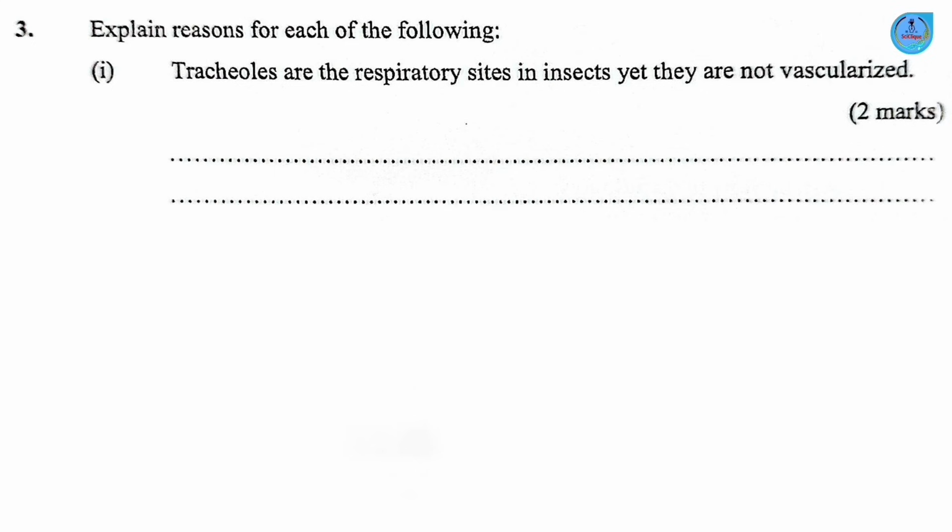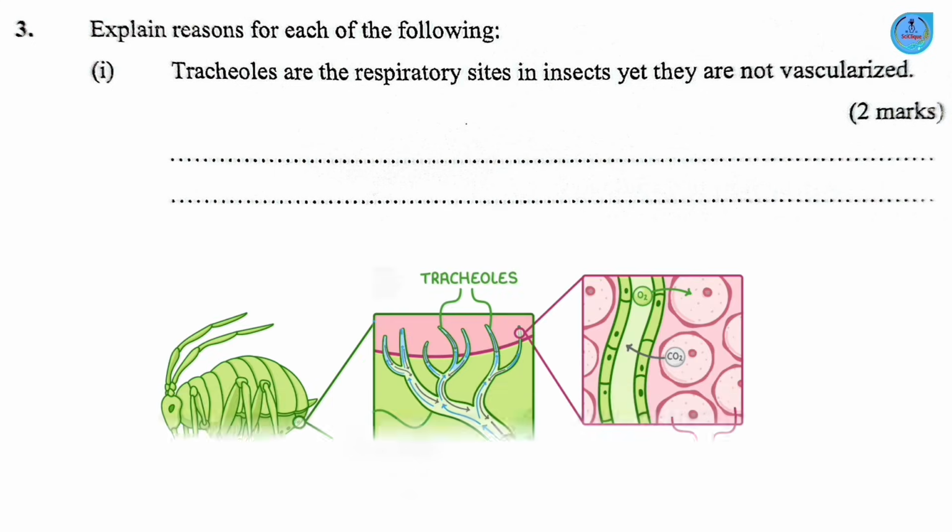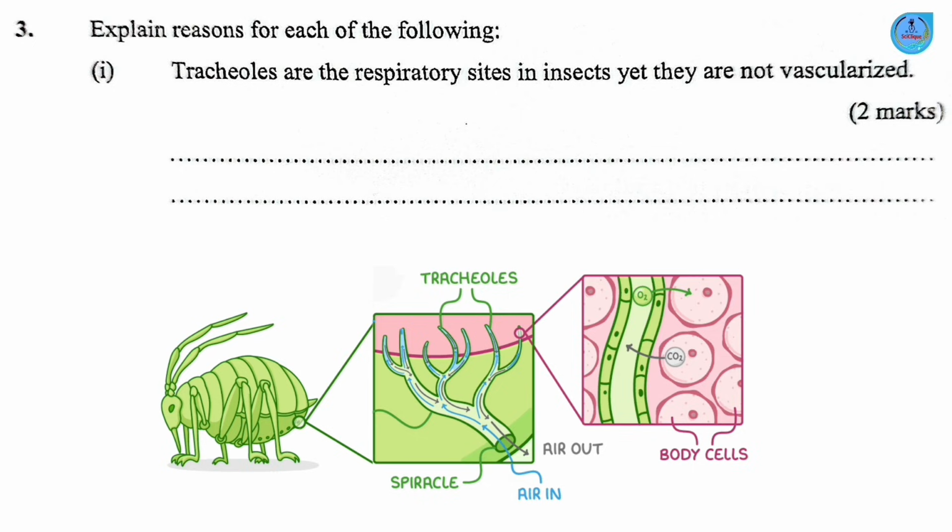Okay. Now, what are tracheoles? Tracheoles are tubes that branch extensively throughout an insect's body. So these tubes start out from the spiracles. Spiracles are external openings that are found on the thorax and the abdomen of an insect. So the spiracles open up into the trachea. The trachea then divides repeatedly into smaller and smaller tubes, and these are what we call the tracheoles.